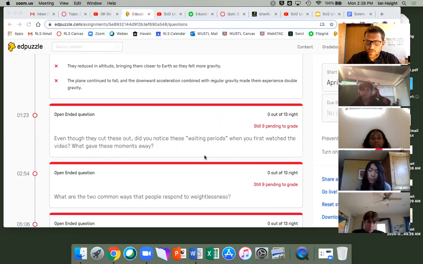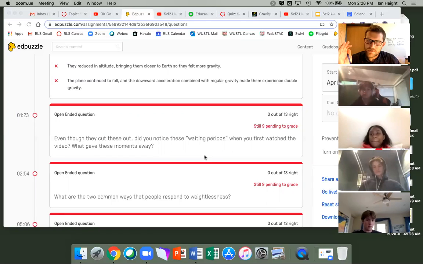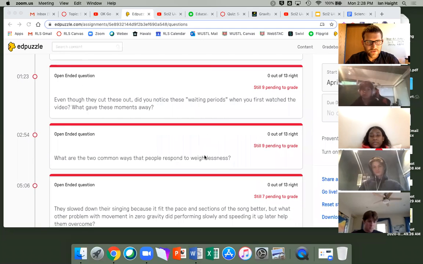Did you guys notice the little waiting periods where gravity came back? Yeah, like you could see the balls going to the floor. Yeah, once they have a lot of clutter around them, you can definitely see the moments where it all falls down. But you also notice that between the dance routines, they always went back to their seats. And that was another moment where gravity definitely returned.